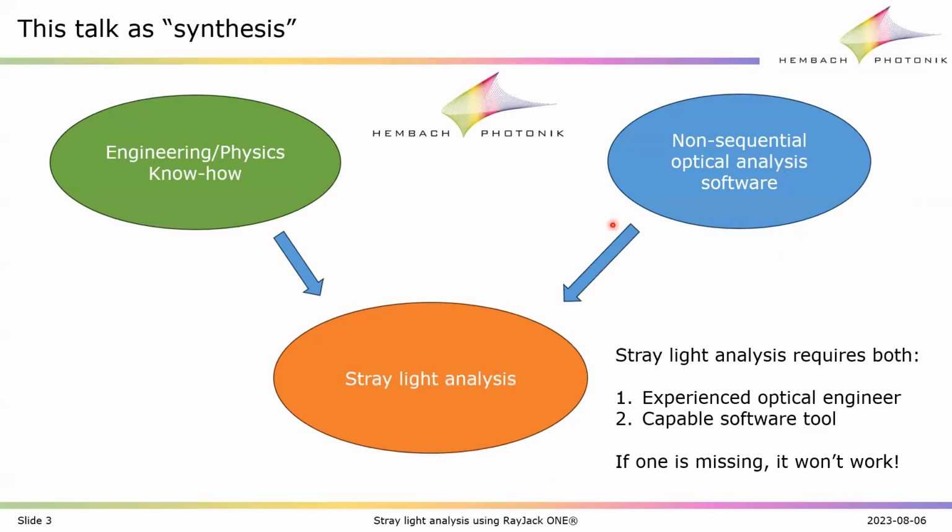This talk is a sort of synthesis. It brings together, on one side, our engineering and physics know-how. On the other side, our optical software, non-sequential optical analysis software, RayJack ONE. And you need both to do Straylight analysis. So you need experienced optical engineers and you need a capable software tool. Otherwise, it simply won't work.